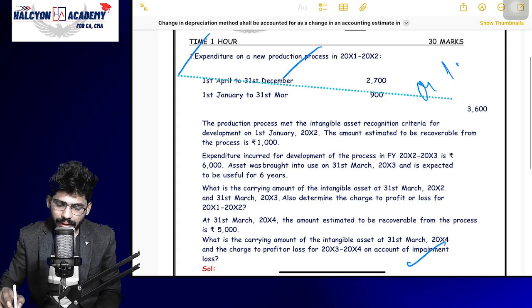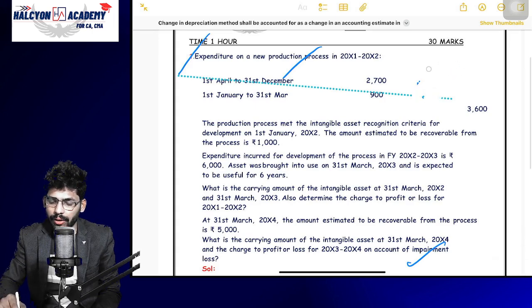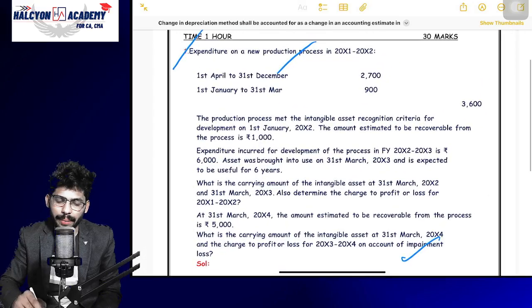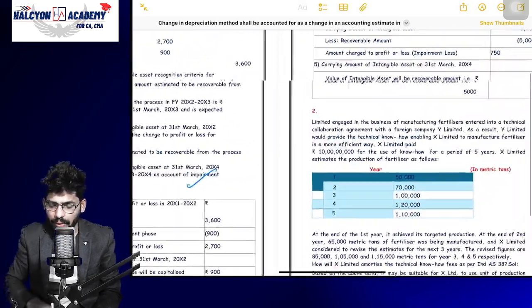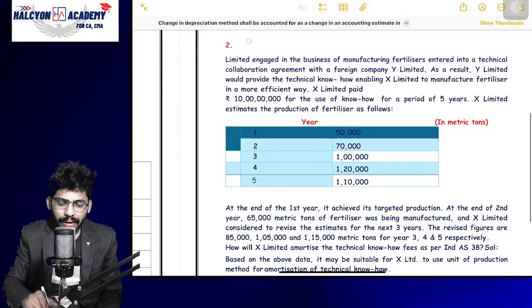Yes. That's the question number one. So in this case, we need to analyze the recoverable amount for calculating the impairment loss. Correct? So that is question number one. So not required to discuss in this video. And coming to question number two.